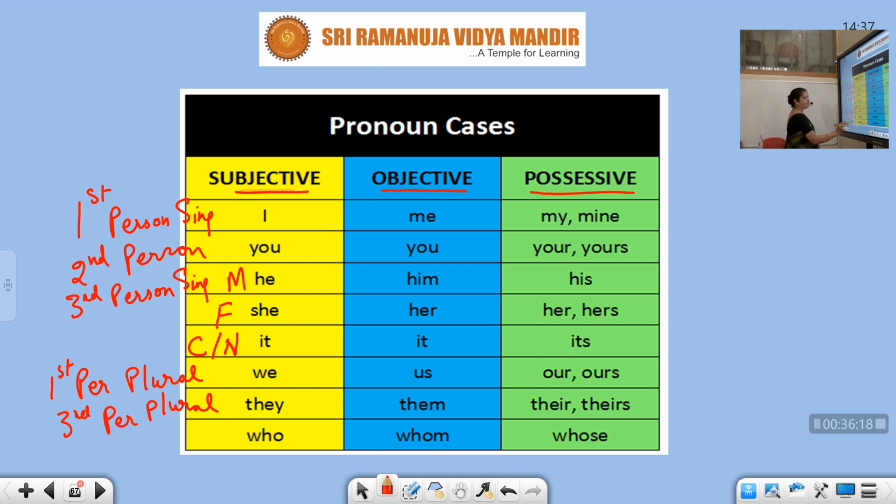These are relative pronouns. Relative pronouns also take the part of pronouns. They also are pronouns. They act like personal pronouns. So these are relative pronouns.